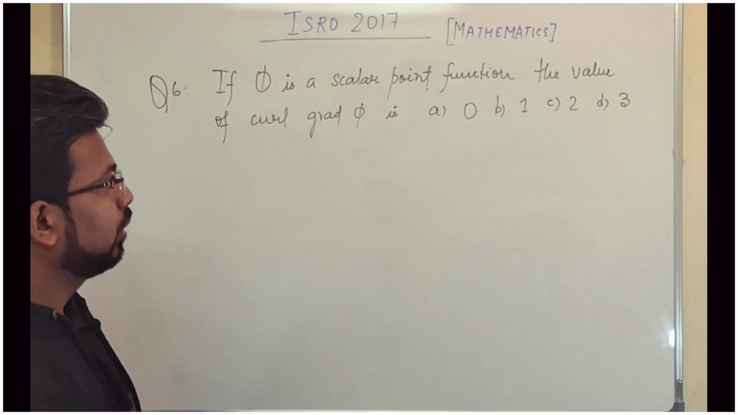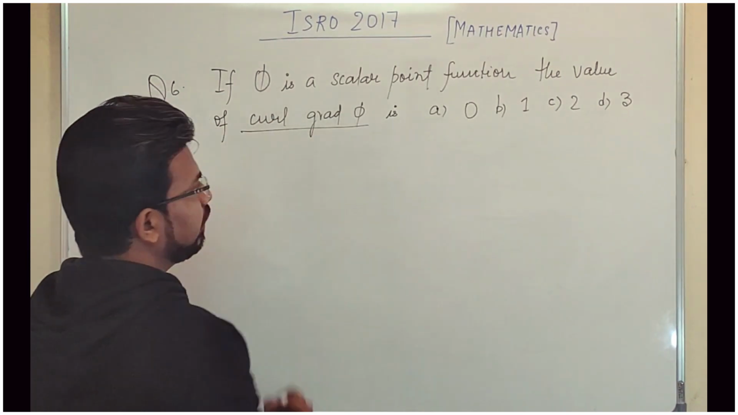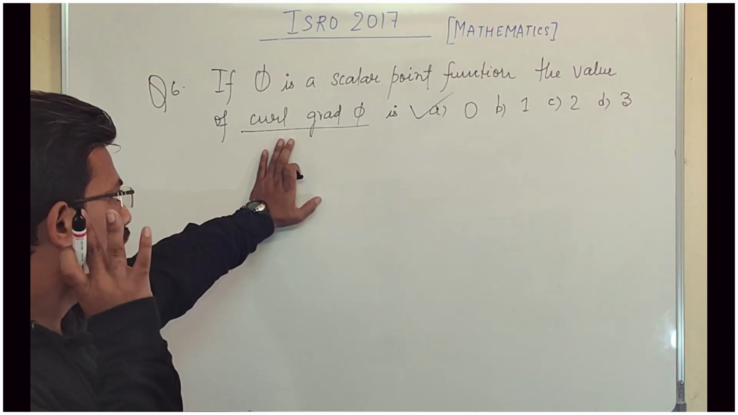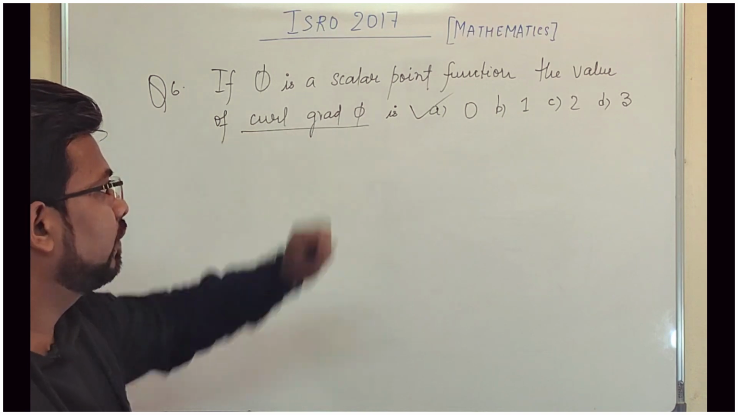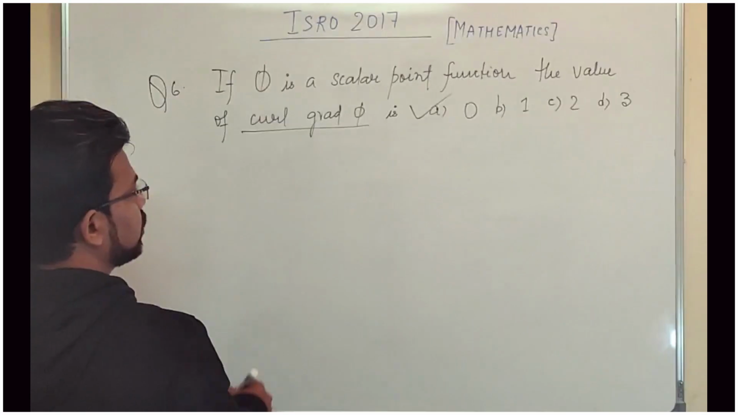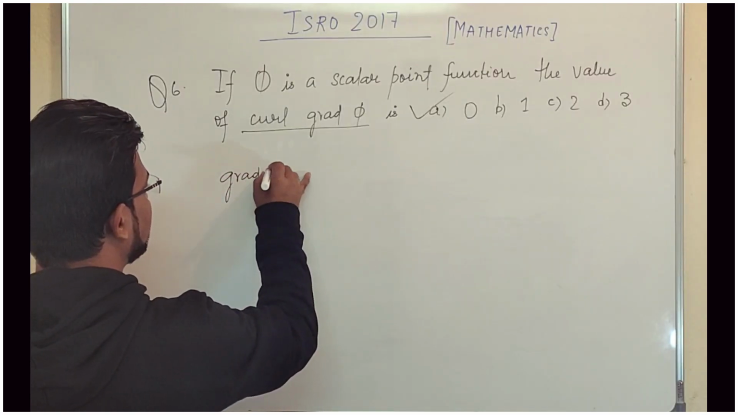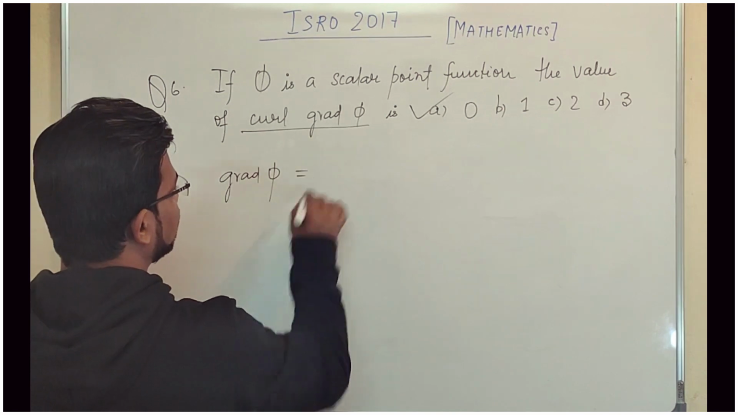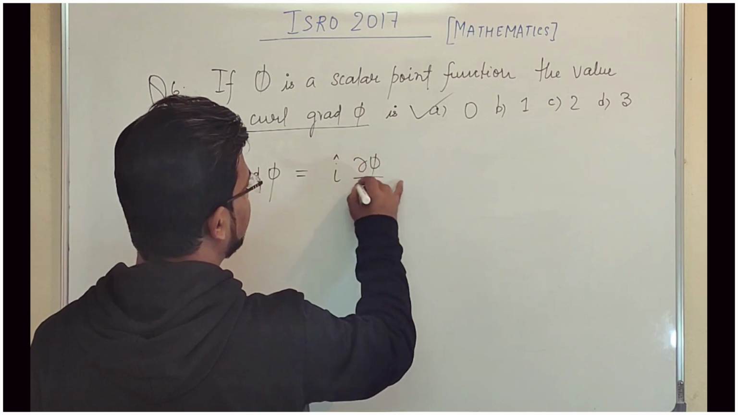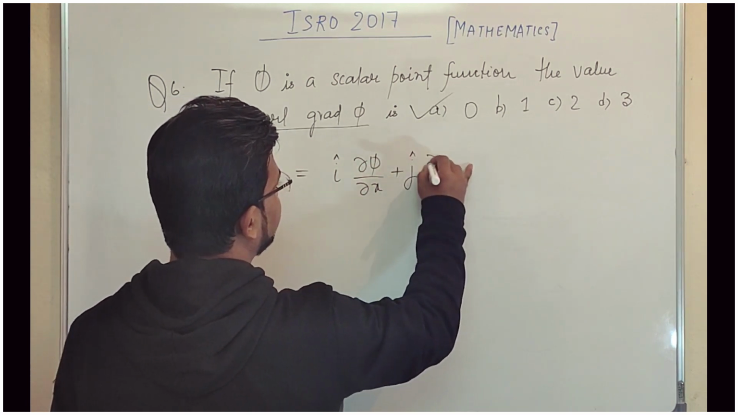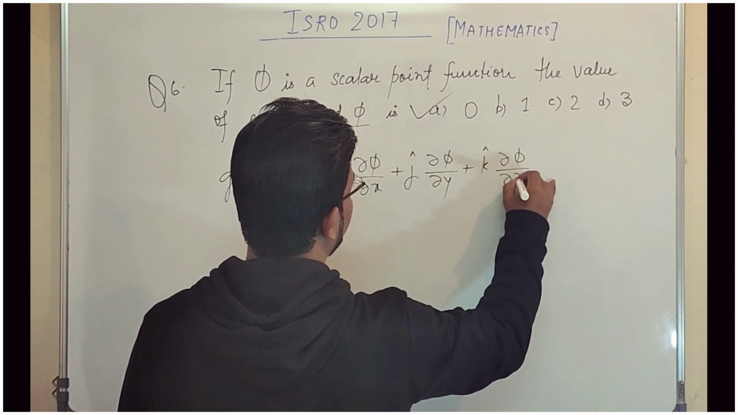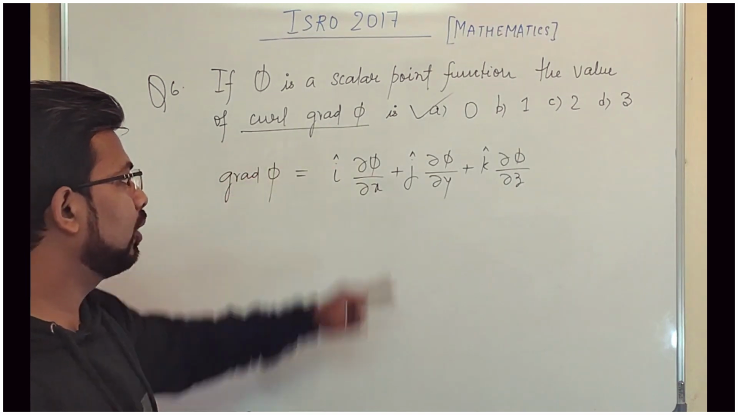Now you should remember that this statement, curl grad phi, is always 0. There is no doubt in that. So it's quite easy for us to learn this, that curl grad phi of anything is 0. But let's see how this has come. So this phi is a scalar function. So what is this grad phi? If I'm writing grad phi, this grad phi means i cap times dou phi upon dou x plus j cap dou phi upon dou y plus k cap dou phi upon dou z. That's the meaning of grad phi, that is the gradient.